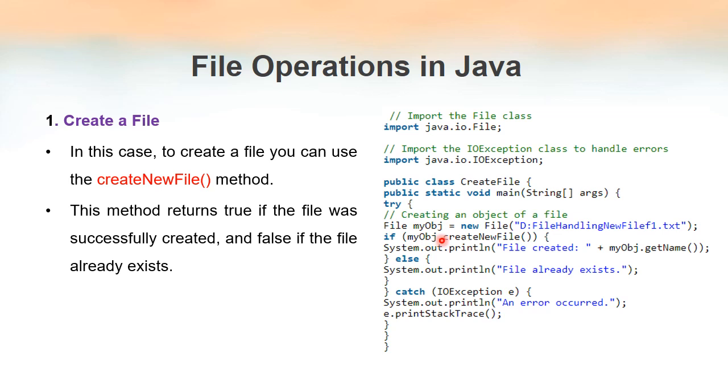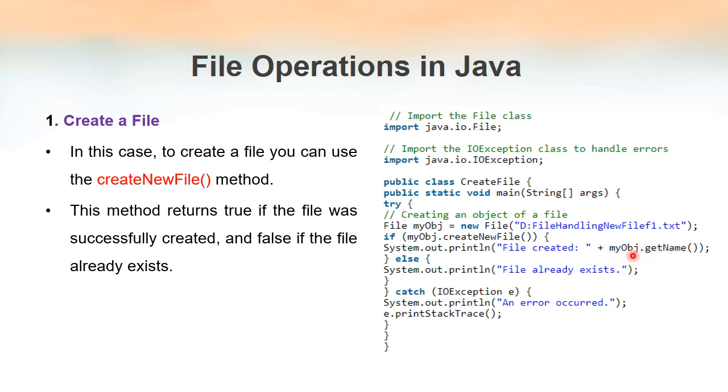The if statement will work only if it is true, right? So if the value returned by myObj.createNewFile() is true, then this line will get printed. If this method returns false, the value inside this pair of parentheses will be false, which means the if statement will not work, it will jump to else, and this line will be executed. That means if a new file was created as mentioned here, this method will return true, and this will be the output that we are going to get.